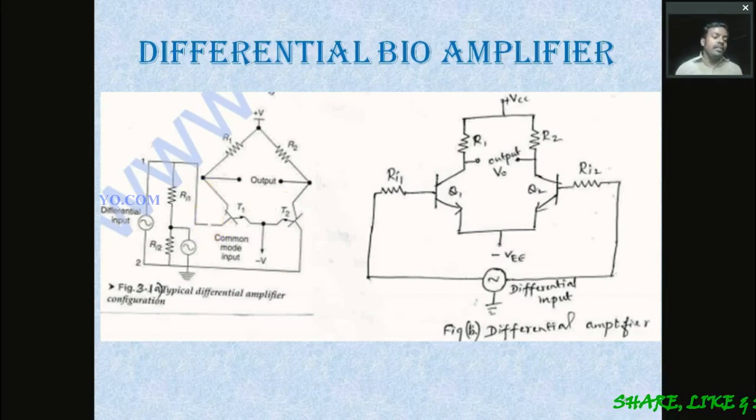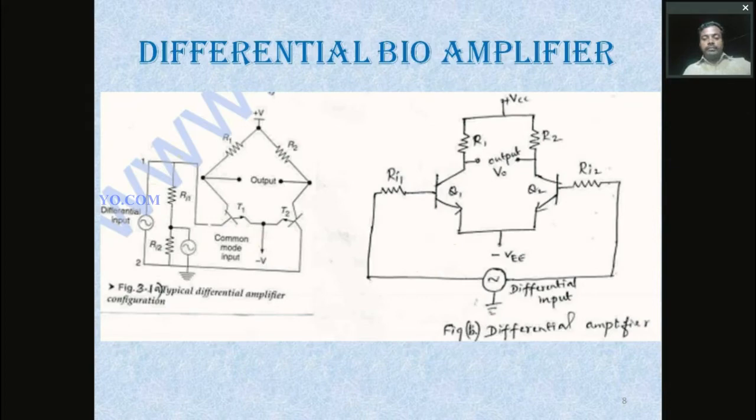So here we are giving a differential input by using a voltage divider. RI1 and RI2 act as a voltage divider, so it will produce the differential input. The T1 base gets the positive input, and the T2 base gets the negative input. Okay, it is a differential input. This is the same circuit redrawn again. This is a familiar circuit, a differential amplifier.